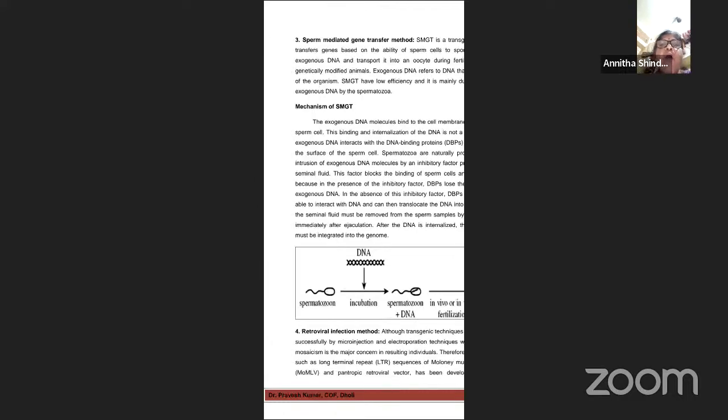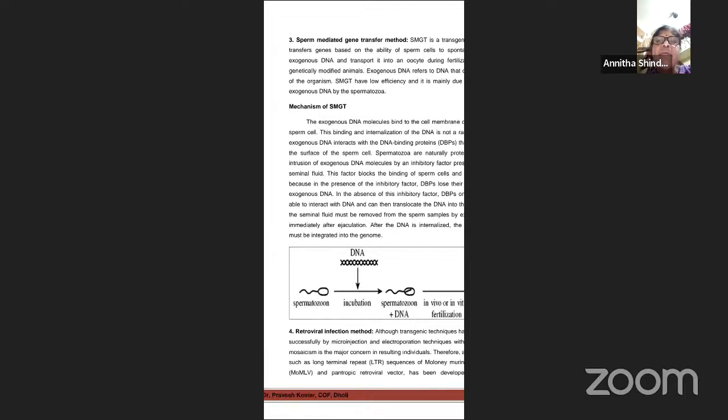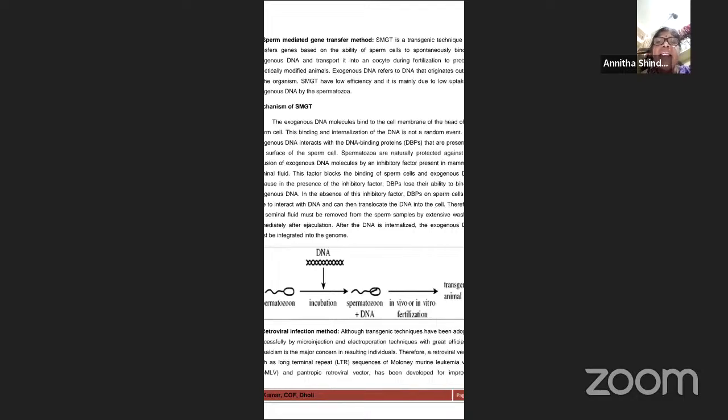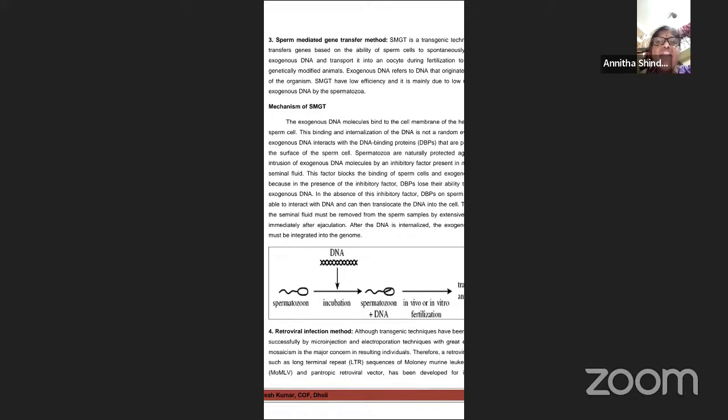The next is the mechanism: how the SMGT, sperm mediated gene transfer method, will take place. Here they have given that the exogenous DNA molecules first bind to the cell membrane of the head of the sperm cell. This binding and internalization of DNA is not a random event. Exogenous DNA interacts with the DNA binding proteins that are present on the surface of the sperm cell.